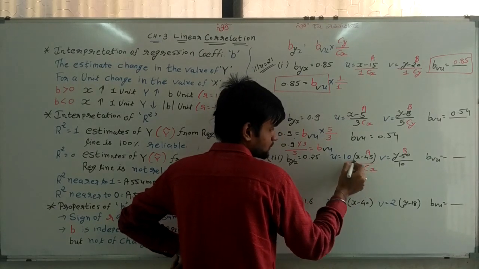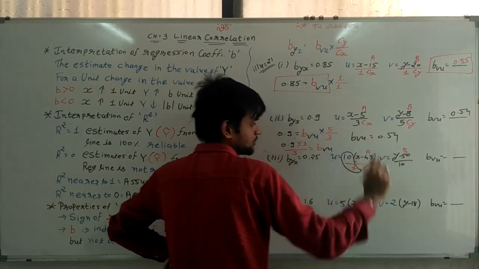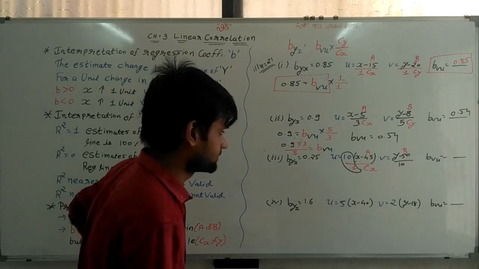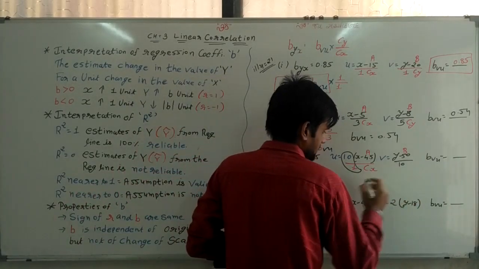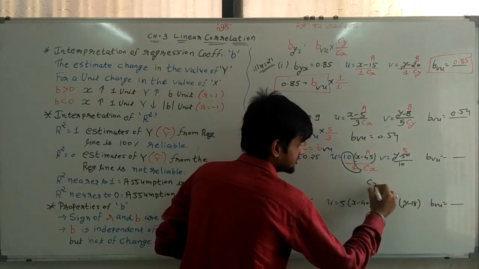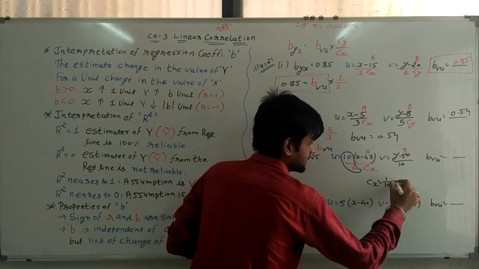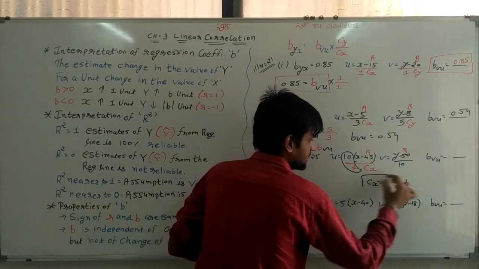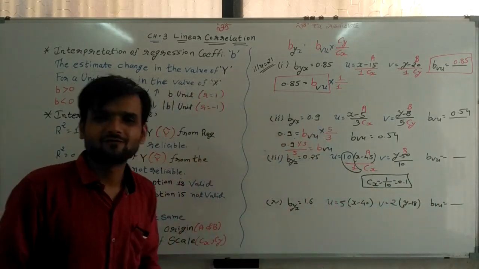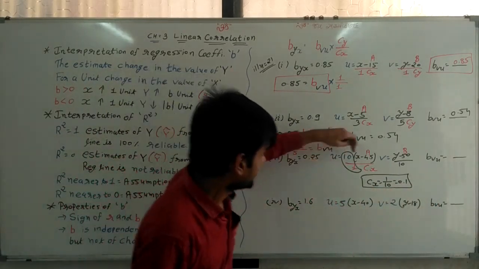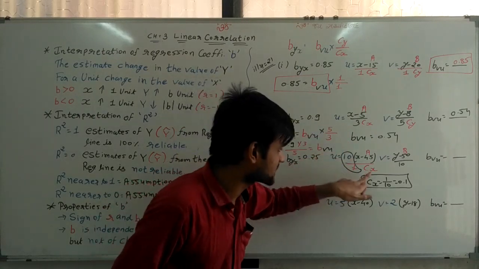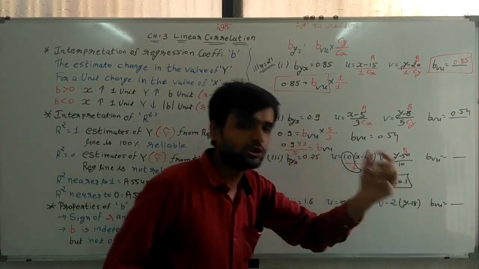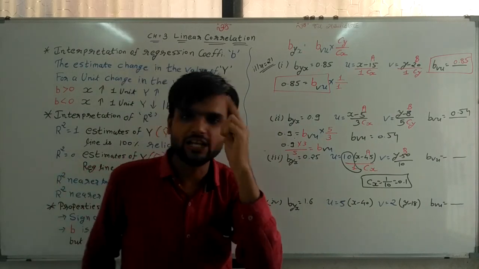CX is equal to 1 by 10. I am writing here, CX is equal to 1 by 10, means I can say 0.1. This is very important because here in multiplication 10 is given. In division nothing is given. So 1 by 10 is my CX. That you need to write. That is very important.